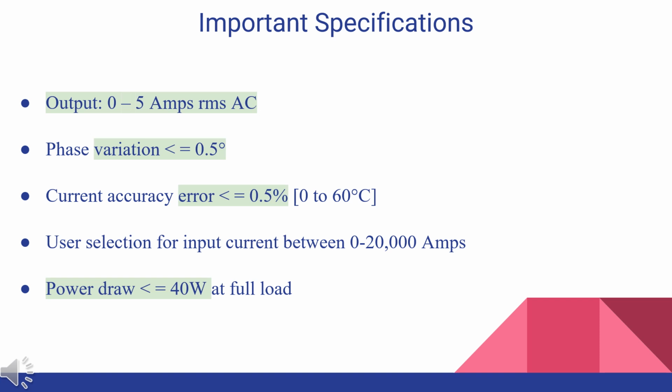The output of the Rogowski Coil integrator has to be a 0 to 5 amps RMS AC current that is highly proportional but scaled down compared to the input current. This means the phase variation has to be below 0.5 degrees, and the current accuracy error has to be below 0.5% for ambient temperatures between 0 and 60 degrees Celsius. Furthermore, the user must be able to select input current values between 0 and 20,000 amps with 500 amp intervals through user switches, and the power draw has to be kept below 40 watts at full load.